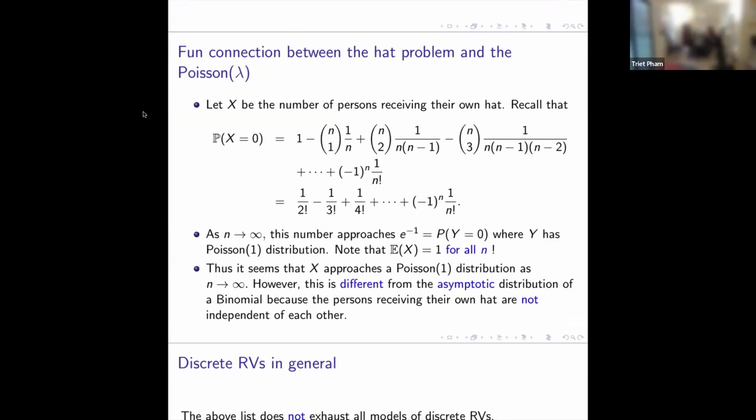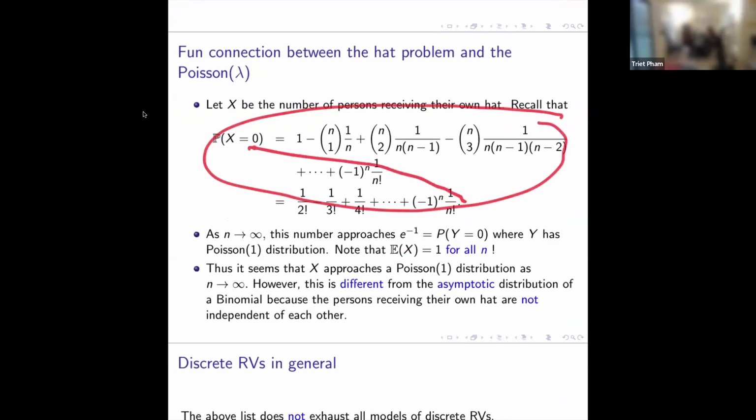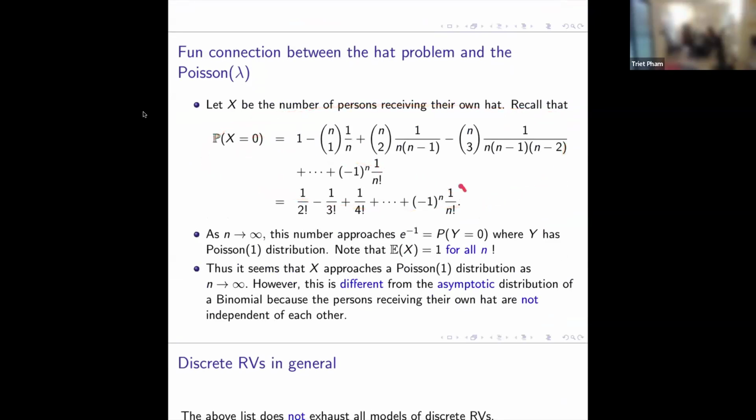Remember, at some point we said it's not relevant to that problem at that time, but this sum converges to e to minus 1 as n goes to infinity. And now, in terms of this current discussion, this is relevant because this is the probability of a Poisson 1 equal to 0. And also notice this x here has constant expectation equal to 1. We explained that previously using the linearity of expectation.